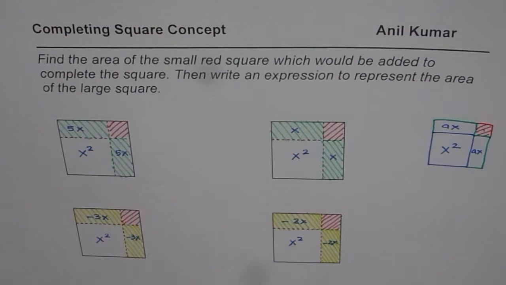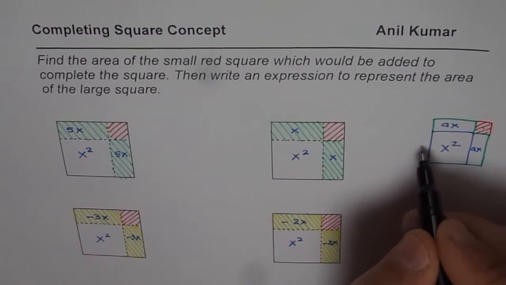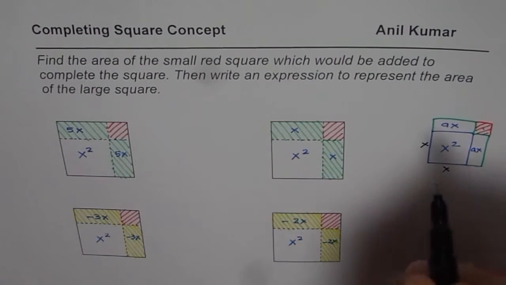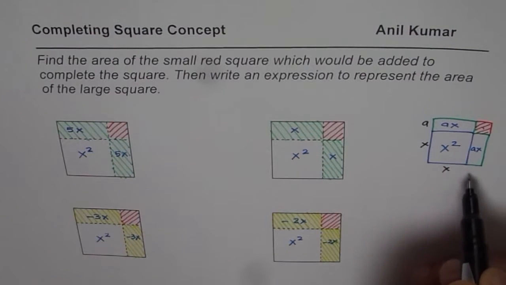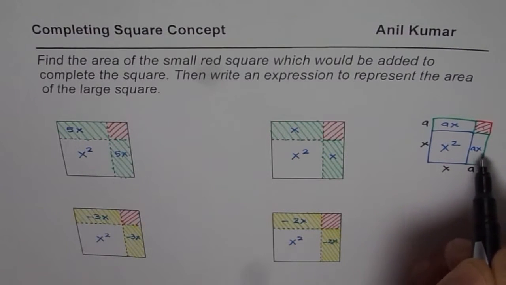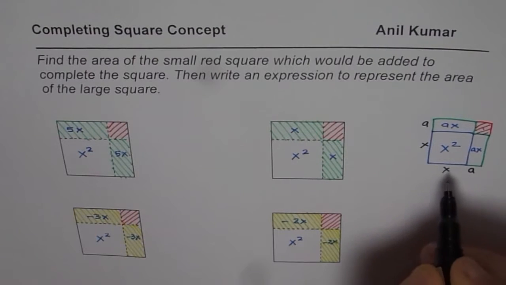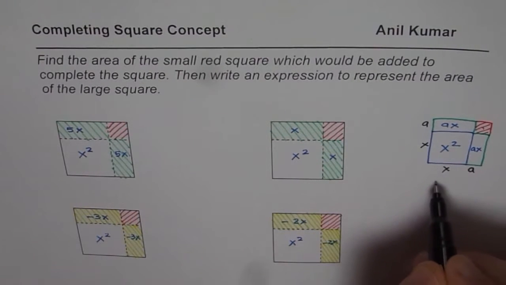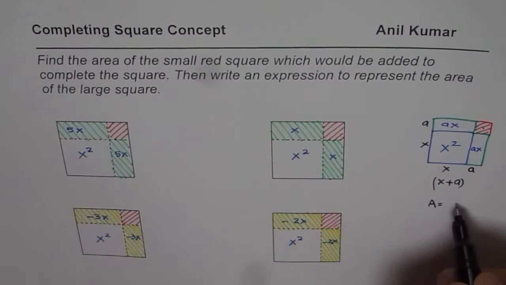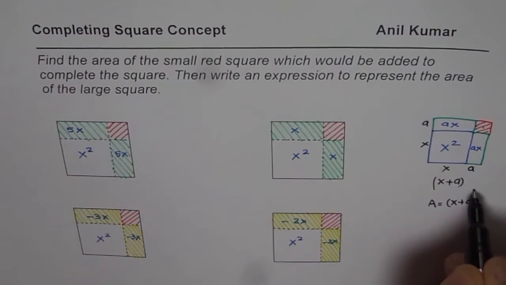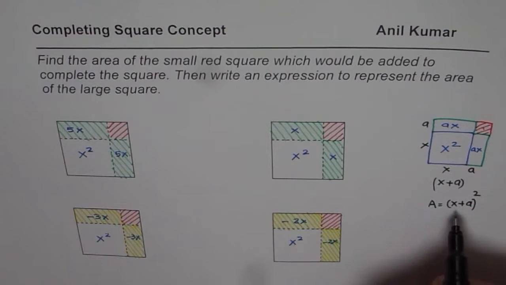Now here is something more to it which will help you to answer the question correctly. If you take this general square, then sides of the square will be x and x. The rectangle area is ax, that means this side should be a. Here also rectangle area is ax, so that side should be a. That gives you a big square with dimensions of x plus a on each side, right? And therefore an area of x plus a whole square. Correct? So we get a binomial square.